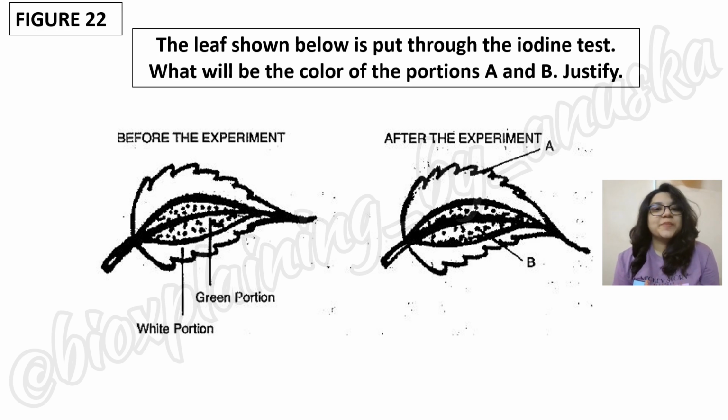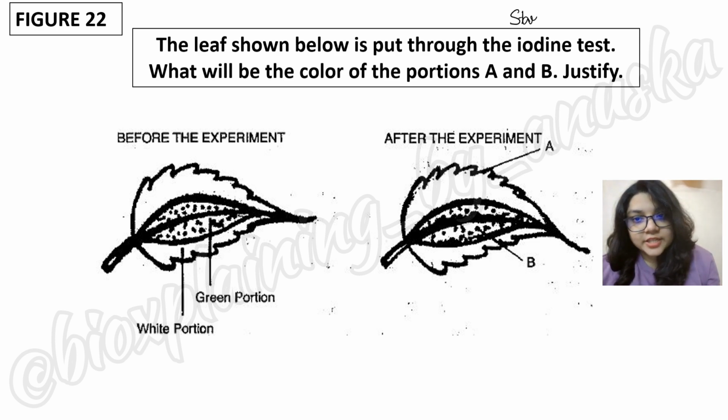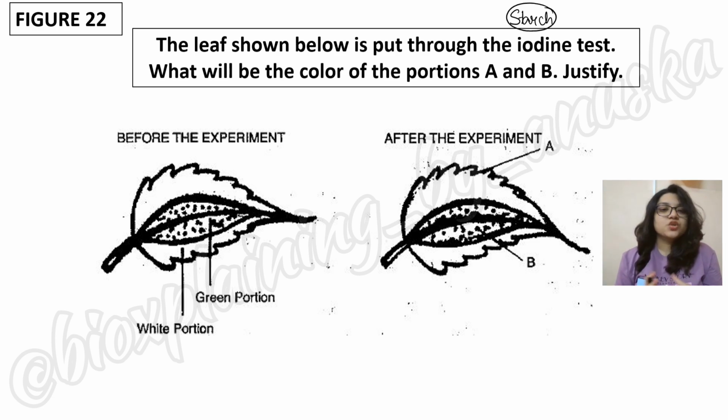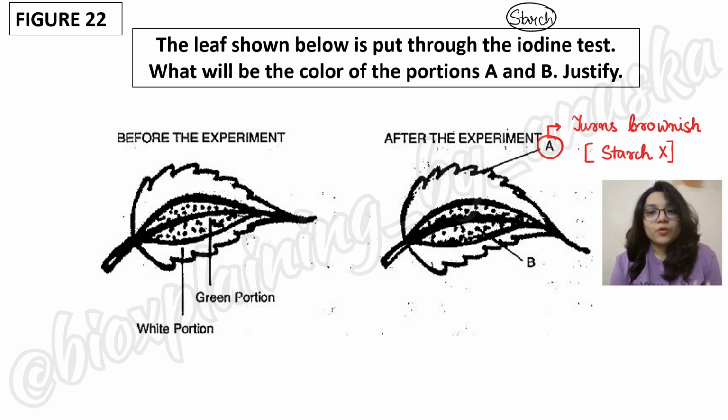Okay, so this is an experimental setup. The leaf shown below is put through the iodine test, and we all know that the iodine test is used to identify the presence of starch. So we want to identify whether starch is present or not. Before the experiment, the central part is the green portion, and the outside part is the white portion. So what is going to happen to part A, that is your white portion? The white portion turns brownish, which shows that starch is absent. If you apply iodine, the white portion will either show not much change in color or it will be brownish. So that shows that starch is absent.